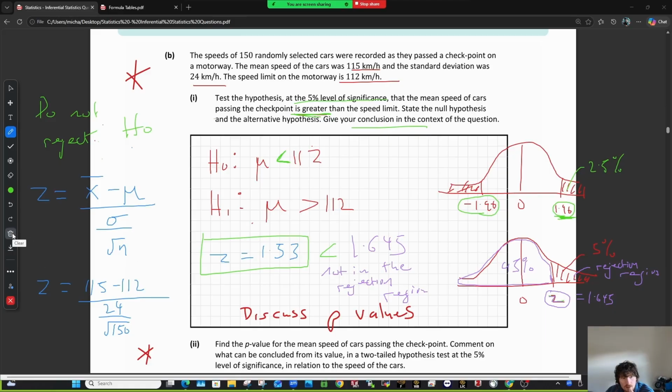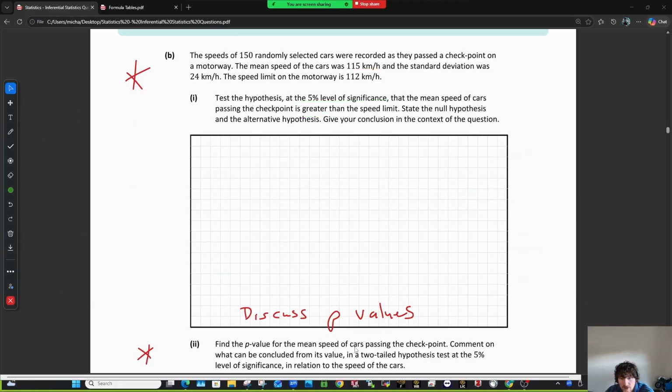Yep, so let me clear that away. Find the p-value for the mean speed of cars passing the checkpoint. Comment on what can be concluded from its value in a two-tailed test at the 5% level of significance. Right, so now they're changing things here. This is your classic mock thing. This here was properly done as a one-tailed test, but now they're on about it being used as a two-tailed test. So let's work out a p-value using the two-tailed test formula, which we know from earlier on if you watched part 4.